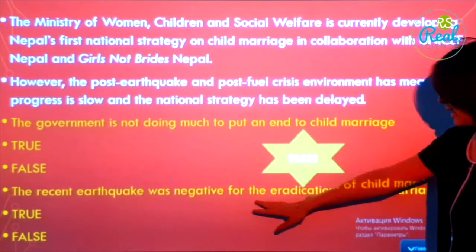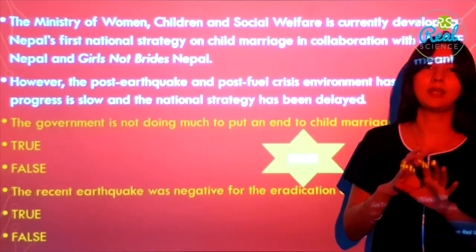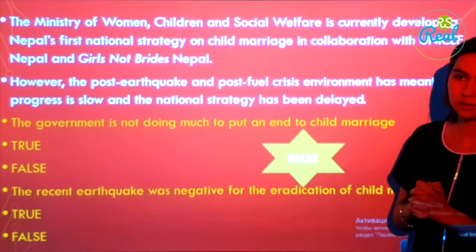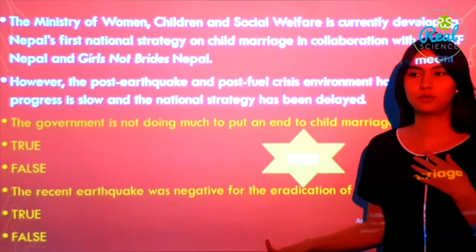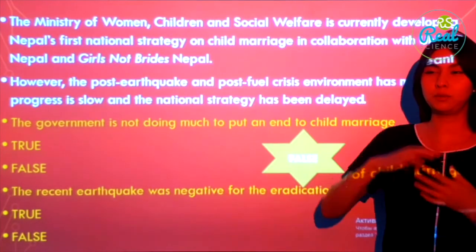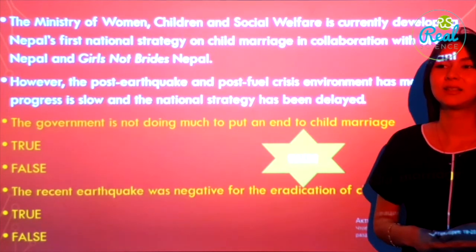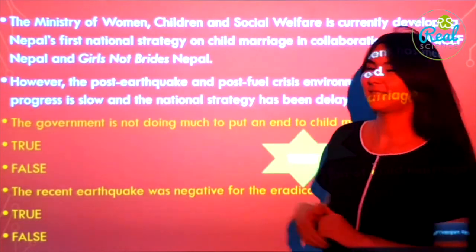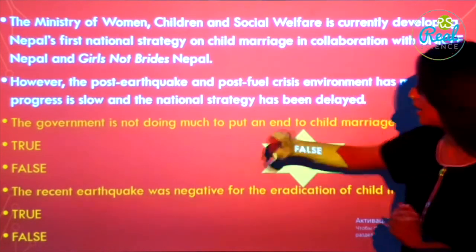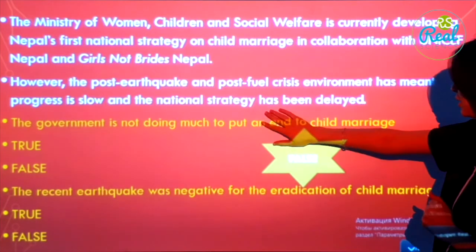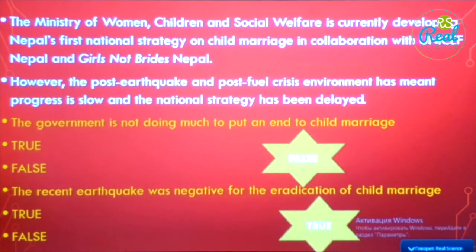Next one: the recent earthquake was negative for the eradication of child marriage. It is true. Where did you find the answer? From the second paragraph, the last sentence. However, the post-earthquake and post-fuel crisis environment has meant progress is slow and the national strategy has been delayed. So it is true. Good job, guys.